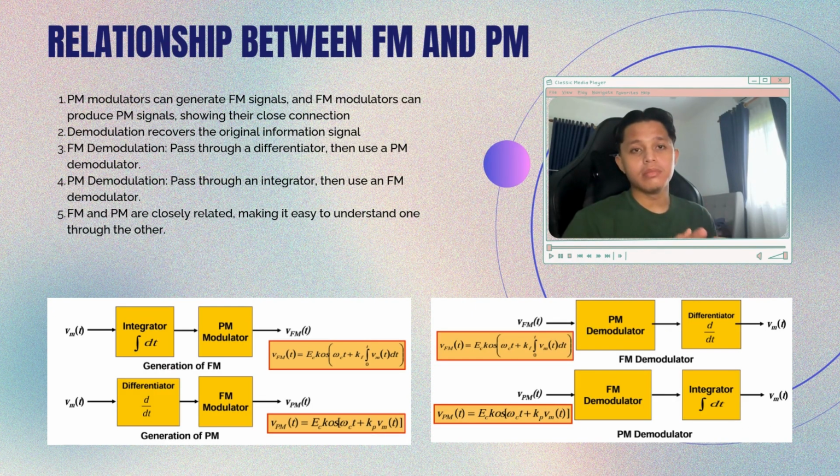This is the relationship between FM and PM. PM modulators can generate FM signals and FM modulators can produce PM signals, showing their close connection. Demodulation recovers the original information of the signal. For FM demodulation, pass through a differentiator, then use a PM demodulator. You can see the image down below. For PM demodulation, pass through an integrator, then use an FM demodulator. So FM and PM are closely related, making it easy to understand one through the other.